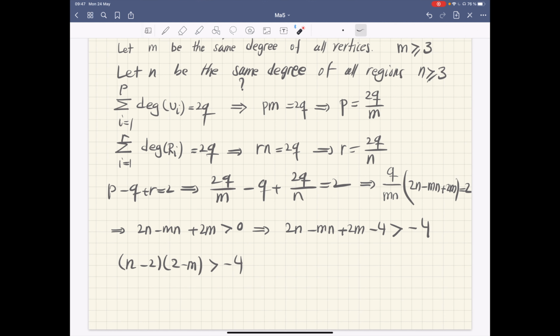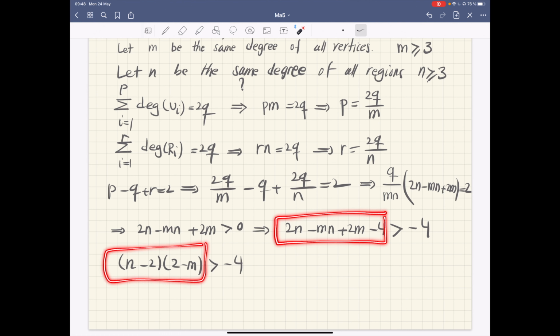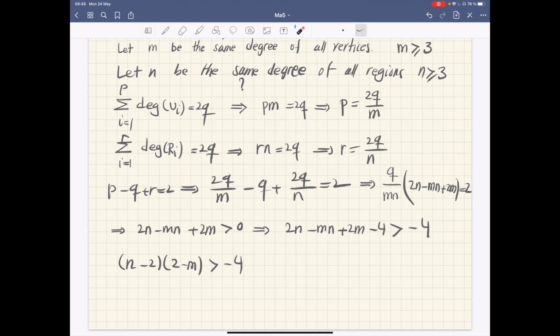Why? Let us multiply. n times 2 is 2n. n times minus m is minus mn. Minus 2 times 2 is minus 4. Minus 2 times minus m is positive 2m. So do you agree now that this one and this one are exactly the same? I just multiplied them back and showed.